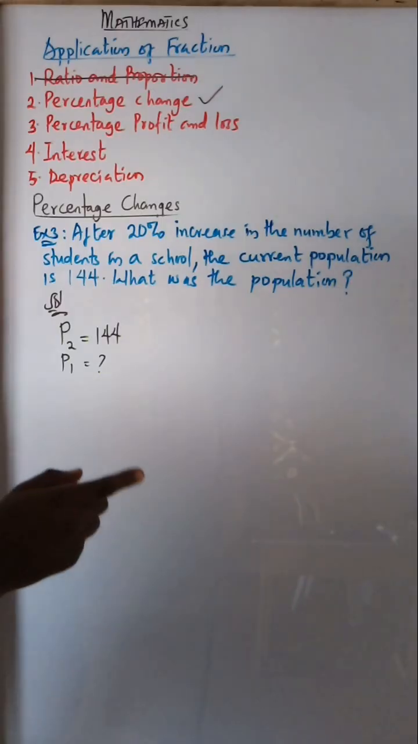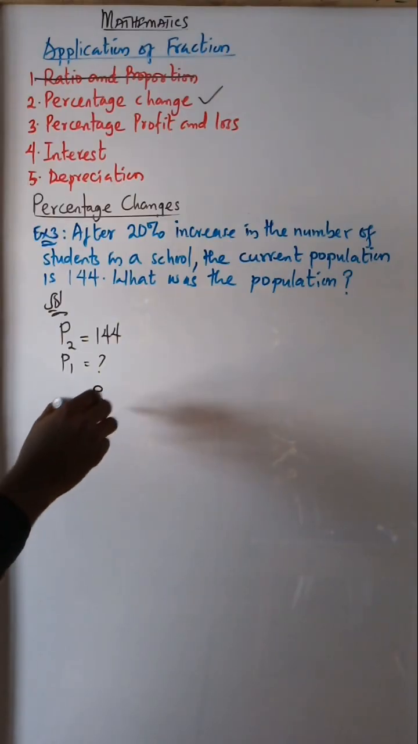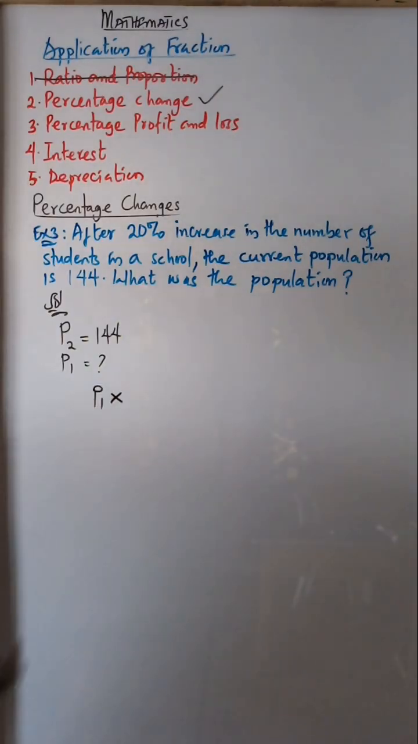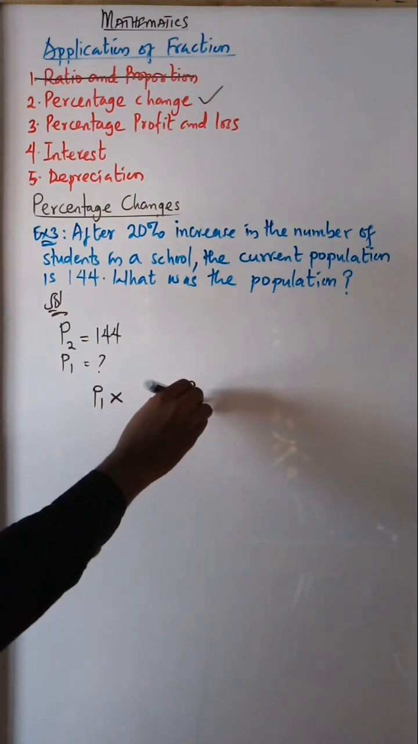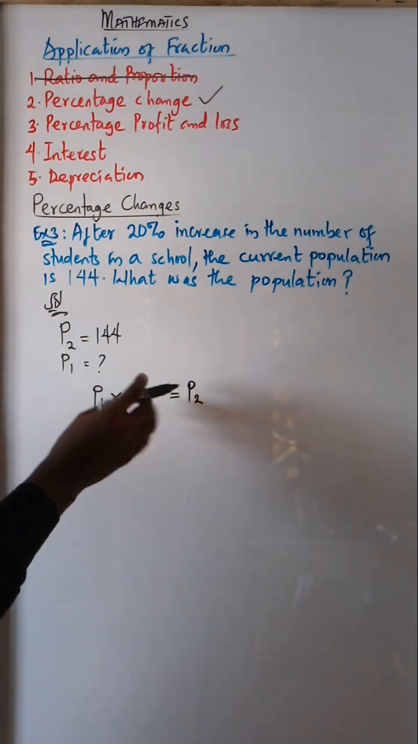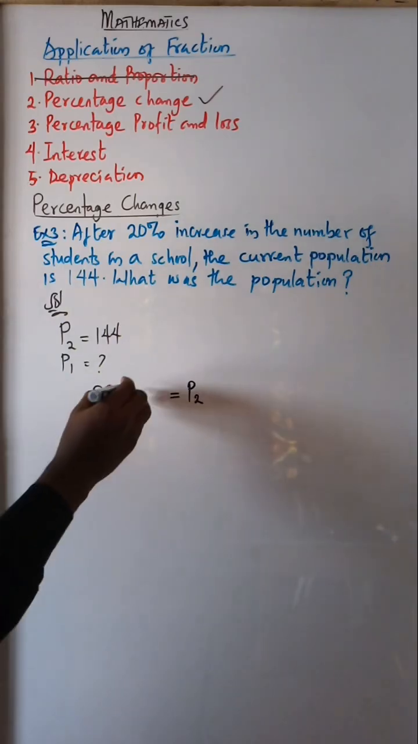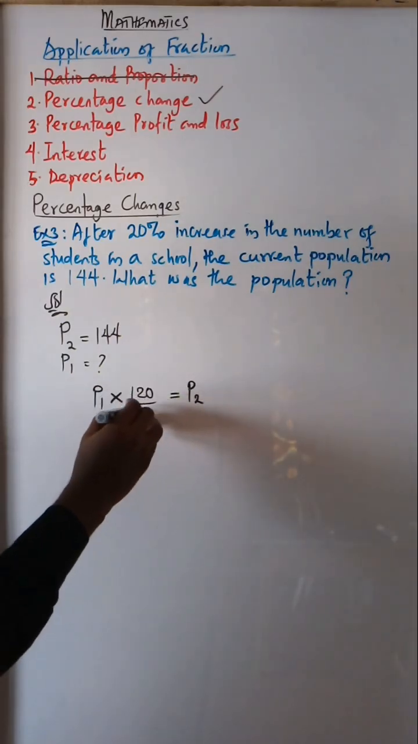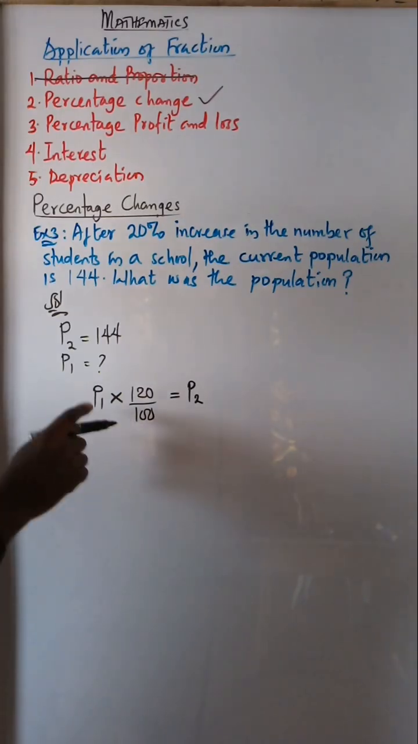It's also wrong. So what we are going to do is, initially, we don't know the population, P1. When that population was increased by 20%, that value becomes P2, which is 144. So this is the percentage increment. The population was 100%. When the population was increased by 20%, 100% plus 20% is what? 120%. It means when the population was increased by 20%, we have the new population. We want to get the old population.